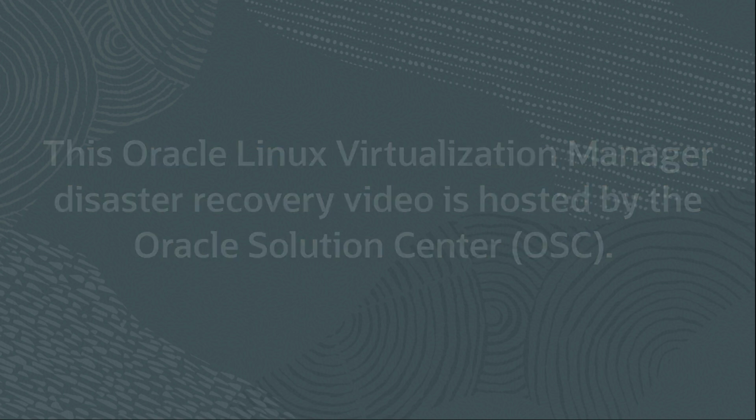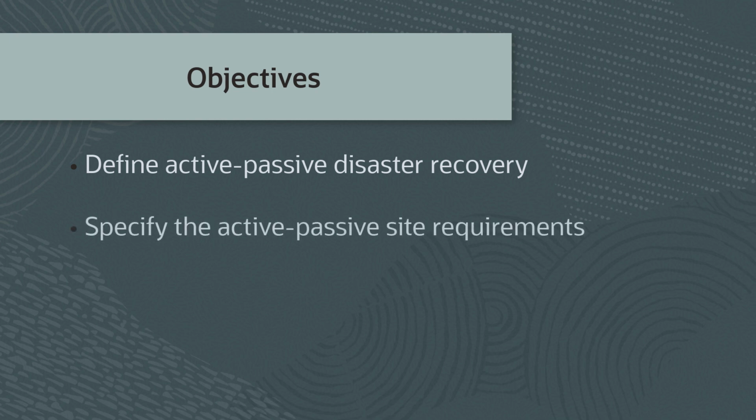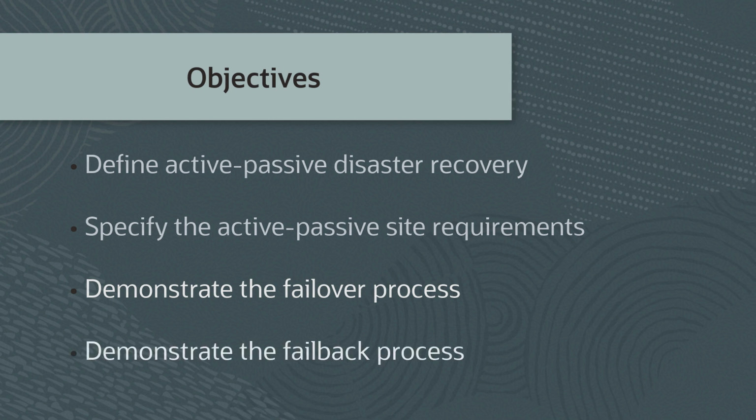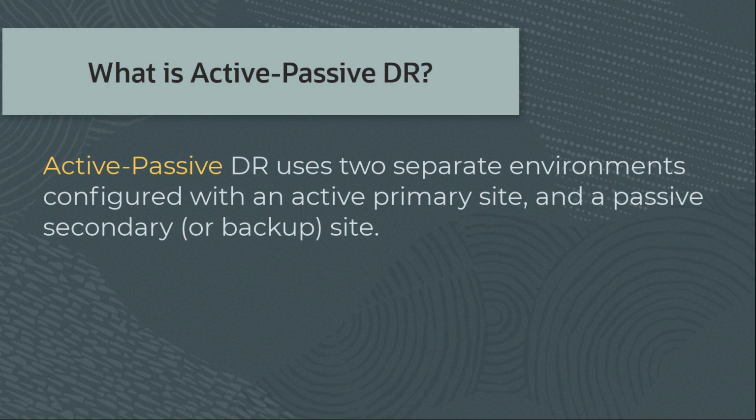Let's talk about what we'll cover in this video. First, we'll define what Active Passive Disaster Recovery is. Next, we'll cover the site requirements for the active primary site and the passive secondary site. Then, we'll follow the process of initiating a failover to the secondary site, followed by a failback to the primary site.